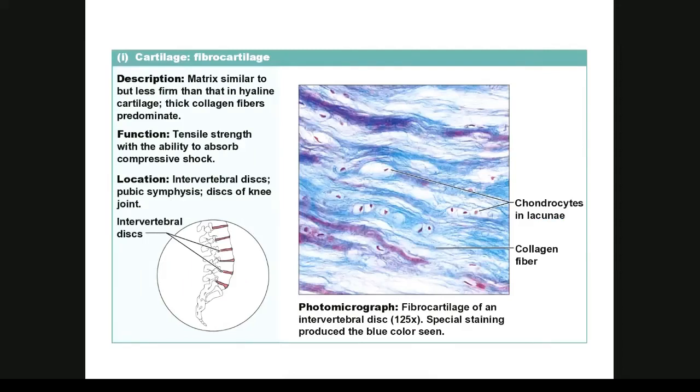Fibrocartilage, matrix similar to hyaline, but it's got more collagen fibers, so it's very strong and good for shock absorption. Things like the discs in the knee, pubic symphysis, and your intervertebral discs. Very strong tissue.